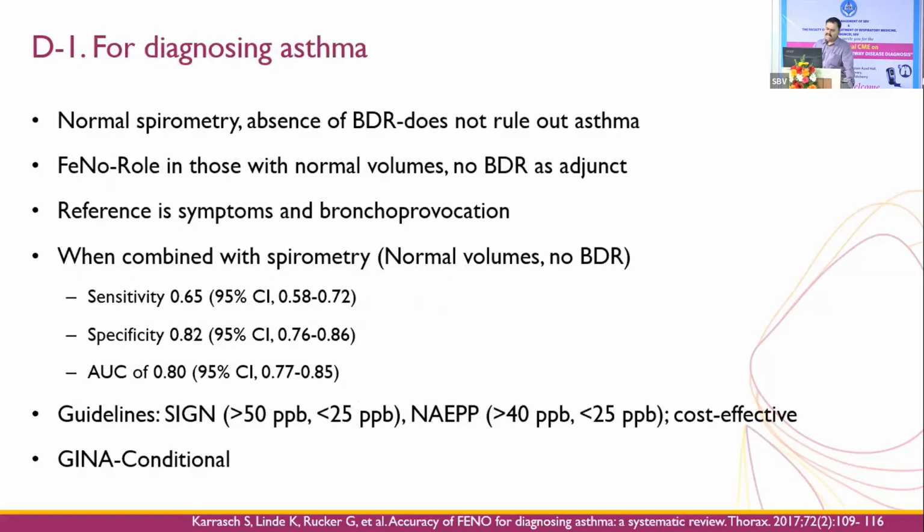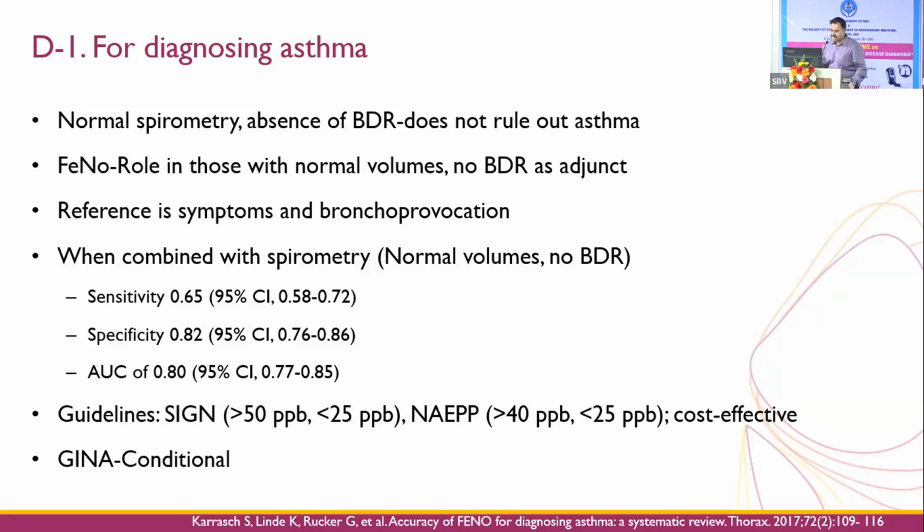So for diagnosing asthma, what is the role of FeNO? If you look at patients who have normal spirometry, they don't have BDR, but you are clinically thinking of asthma, the normal spirometry and absence of BDR does not rule out asthma. So you actually require bronchoprovocation in that instance. But in the absence of bronchoprovocation, if your lab is not set up to do bronchoprovocation, if you do FeNO and if you show a FeNO more than 50, in the appropriate clinical context, that strongly favors a diagnosis of asthma. And that is there now in the GINA guidelines as well in the 2023 version.